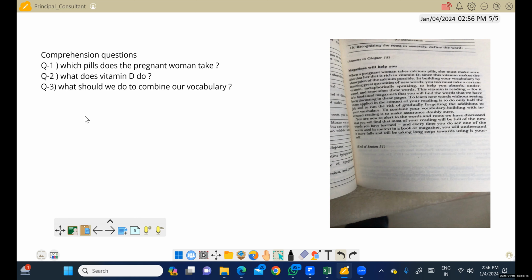Anirudh, give the third answer. Try. What should we do to combine the vocabulary? Sir, we should read magazines and books. Yeah. Sir, and increase our reading. Increase our reading habit. Yes. Very good. Very good.